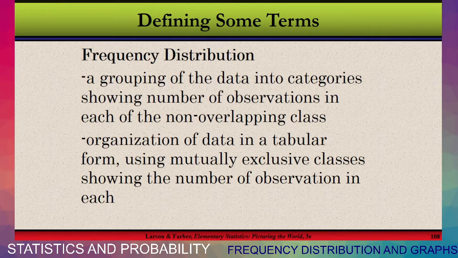Kunwari, ang class limits natin for the frequency distribution is 1 to 15, then 16 to 30. Doon natin makikita na wala talagang overlapping classes. Bawal kasing maging 1 to 15, 15 to 30, kasi nag-overlap yung dalawang data natin which is si 15 at saka si 15. So, bawal yun. Dapat ang kasunod ay 16. So, 1 to 15, 16 to 30.